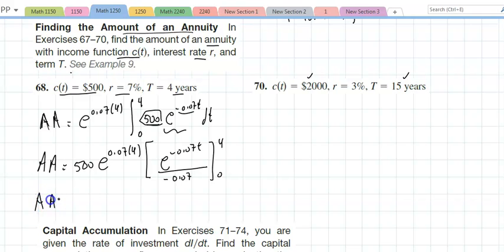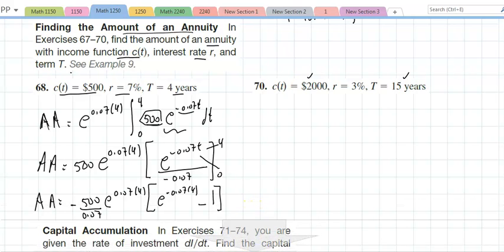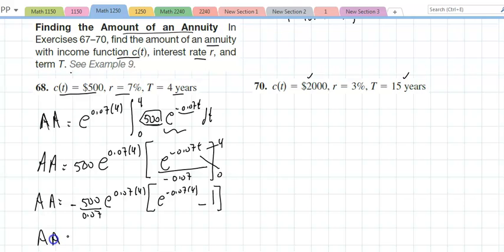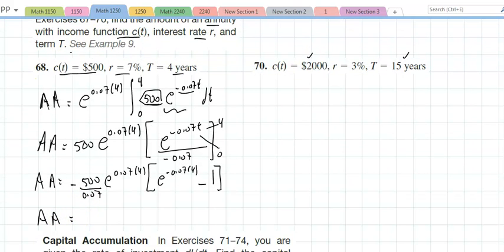So the annuity amount would be a negative 500 divided by 0.07, that's a constant, times e to the negative 0.07 times 4, that's the capital F of 4, minus, if you put a 0 there, e to the 0 is 1, you could just put a 1. And that would tell me the total amount. So, after 4 years, if I was to put $500 each year.